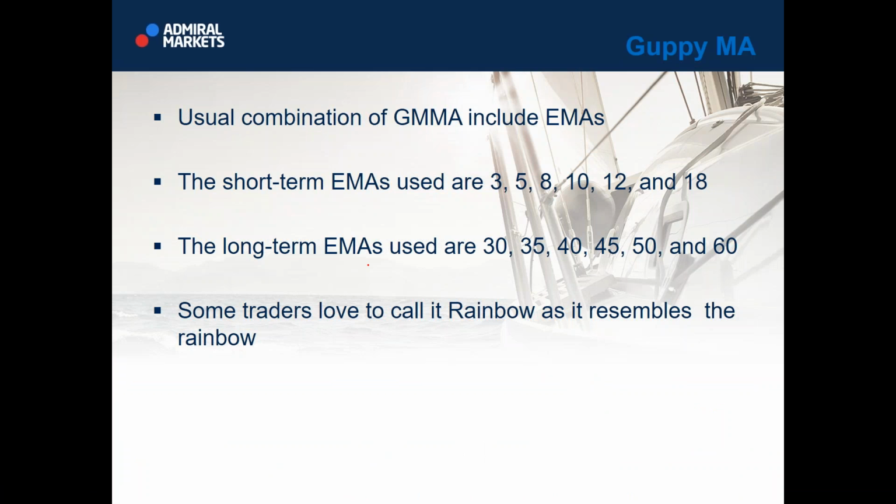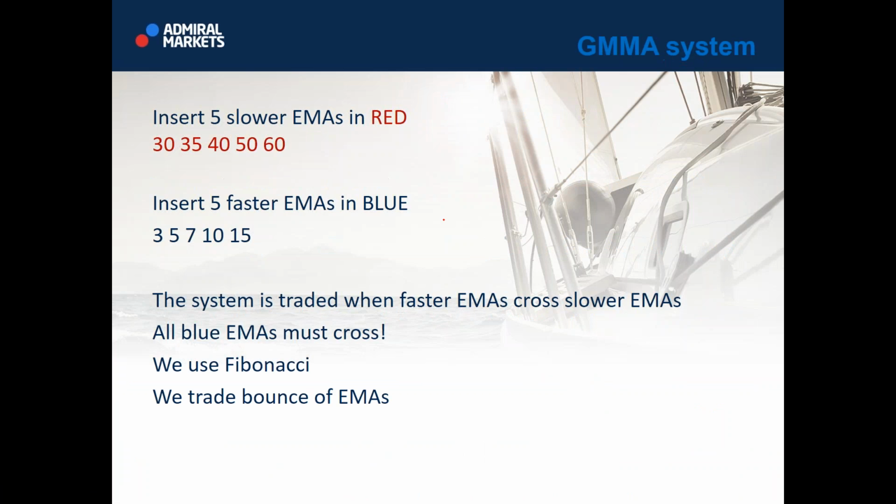So usual combination of GMMA include EMAs. GMMA means Gappy moving average. 3, 5, 8, 10, 12, 18, 30, 35, 40, 45, 50, 60. Some traders love to call it rainbow as it resembles the rainbow. I don't call it rainbow. I call it Gappy moving average. A rainbow is slightly different. Okay? So this is what we do. We just switch the colors. It doesn't matter.